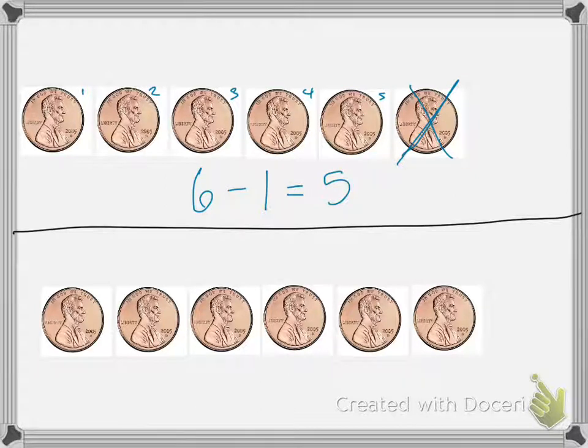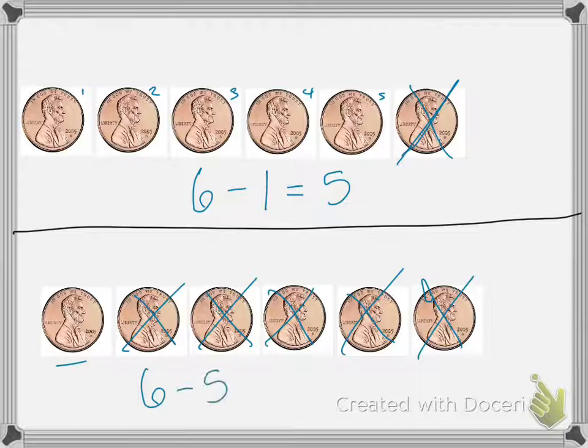Okay. What if my second child started with 6 pennies and I take 5 of them away? So I'm going to cross off 5 pennies. How many pennies does he have left? Well, he has just 1 penny. So my problem would be 6 minus 5 equals 1.